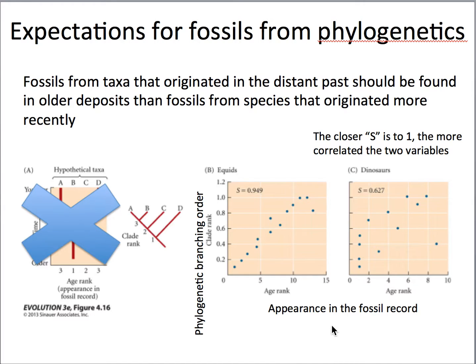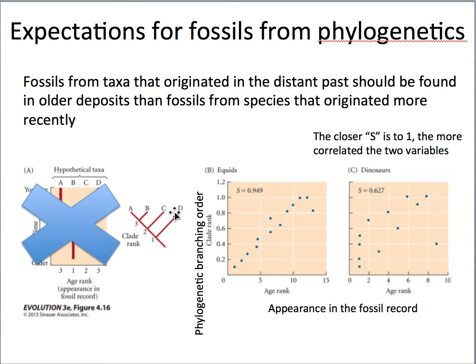So here on the x-axis we have the time of appearance in the fossil record. As you move to the right, you find these fossils in older deposits. On the left-hand side, this is phylogenetic branching order. So using this little phylogeny here, D gets number 1 for what they call clade rank, which is that it is on the first branch in this particular phylogeny.